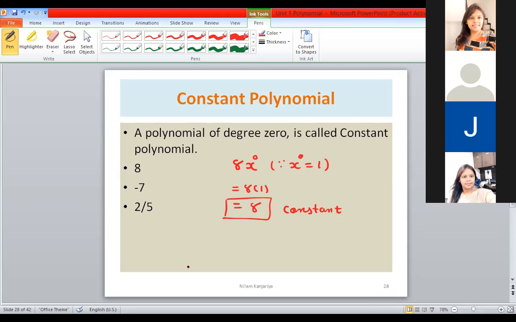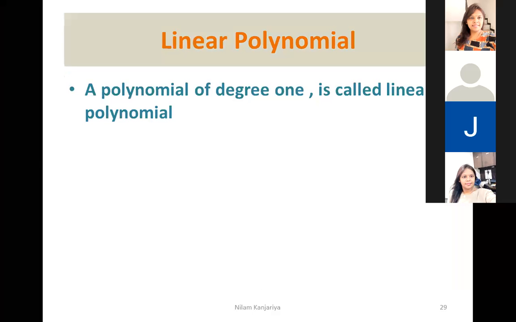The second type: first we discussed the terms and their names. Now we check depending on the degree and their names. When the degree is 0, it's known as a constant. When the degree is 1, it's called a linear polynomial.